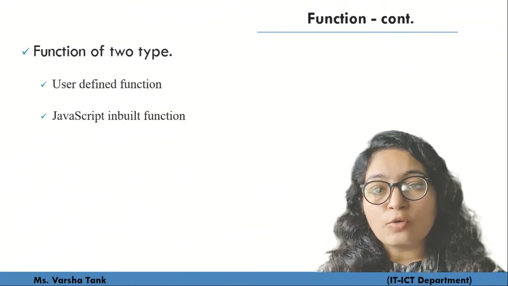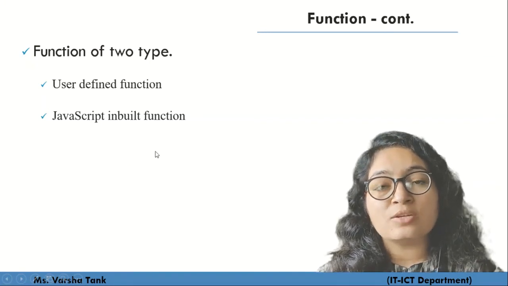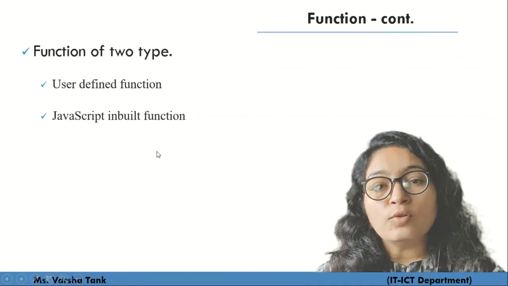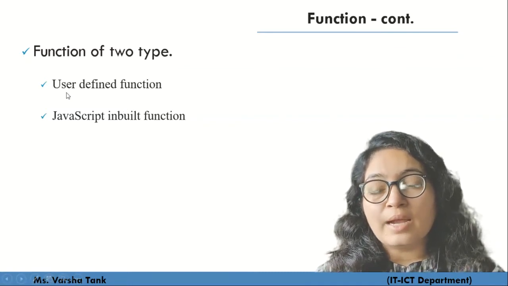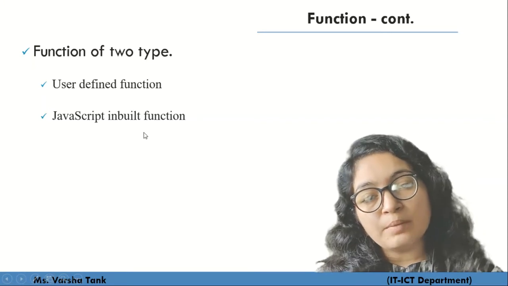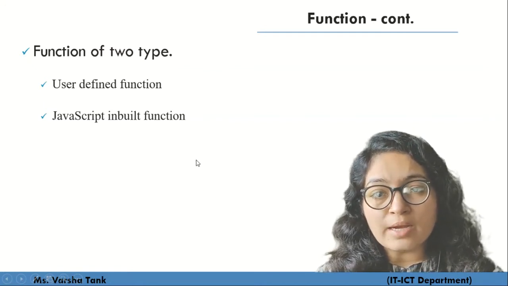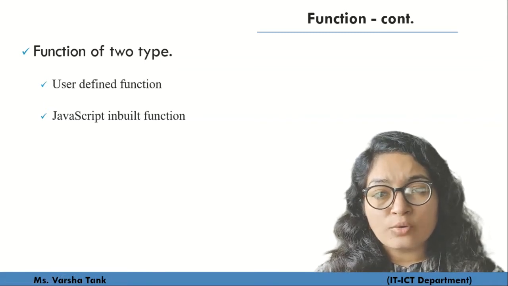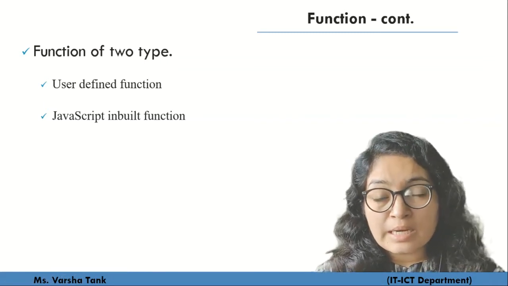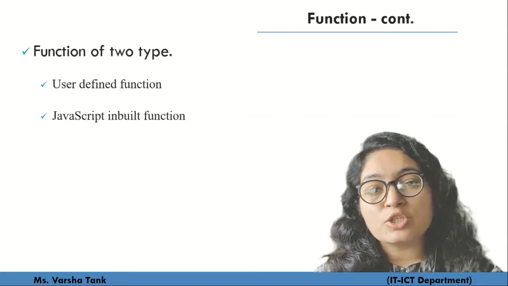Functions are of two types, as I told you in the previous slide: user-defined function and JavaScript inbuilt function. If you want to define a user-defined function, you have to create a custom function, and if you want to use an inbuilt function, you use the inbuilt one. One example we have seen is alert. You can also use different functions like Math.sqrt, Math.min, Math.max, Date functions, Number object functions, etc. These are all inbuilt functions in JavaScript.